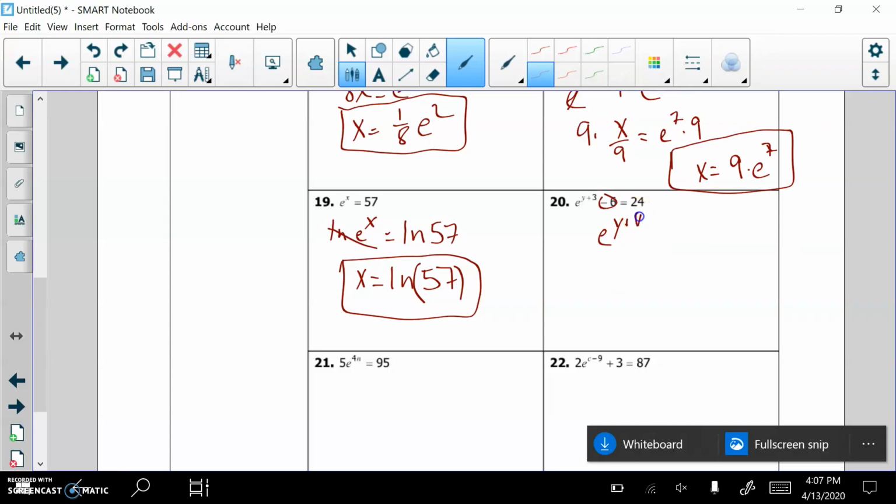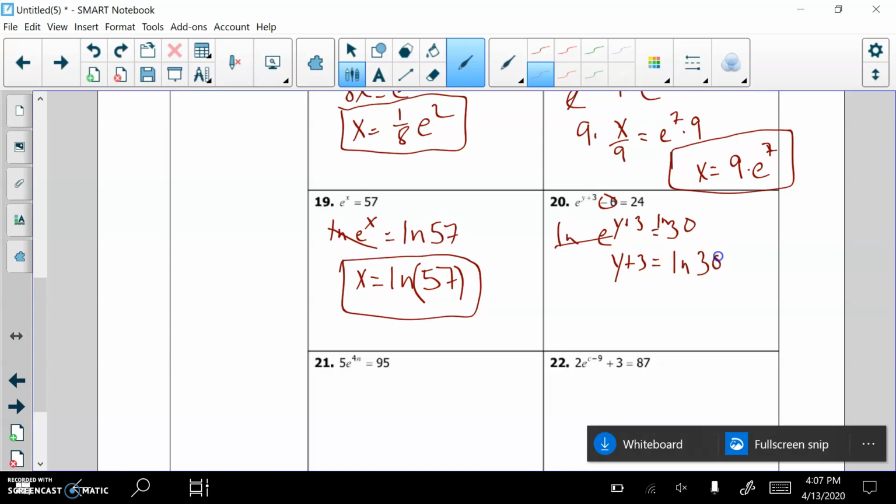e to the y plus 4 plus 3, oops, e to the y plus 3 is equal to 30. Now I can natural log to get rid of e, natural log of 30. So what I'm left with is y plus 3 is equal to the natural log of 30.